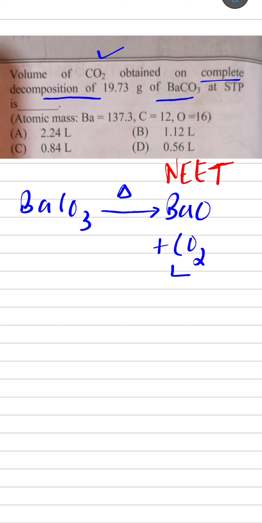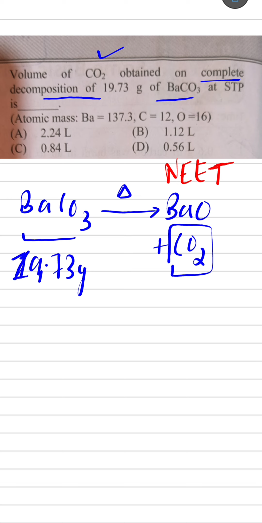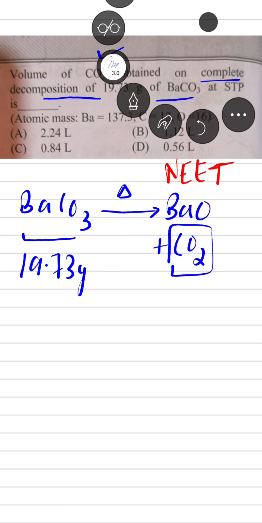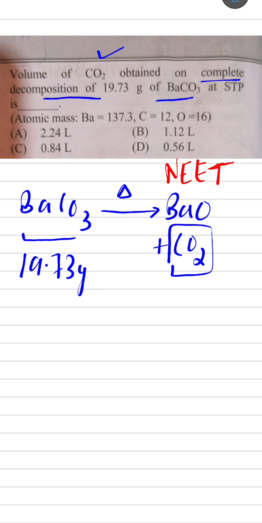Now we have to find out the volume of CO2 that can be obtained when 19.73 gram of barium carbonate is heated or decomposed at STP. So we'll first find the mass of CO2 obtained, and after that we can find out the moles of CO2, and after the moles of CO2 are found, we can go for the volume of CO2, right?